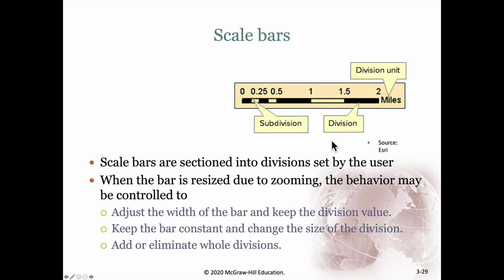And these scale bars can also change on interactive maps. Of course, if you put it on a paper map, it'll always be the same. But on an interactive computer map, it can change as you zoom in and out. So you can either keep the bar constant and change the size and the divisions. You can eliminate the whole divisions, and you can adjust the width of the bars as well. So you have a lot of decisions to make about how you want your scale bar to look as you zoom in and out of an interactive map on a computer screen.